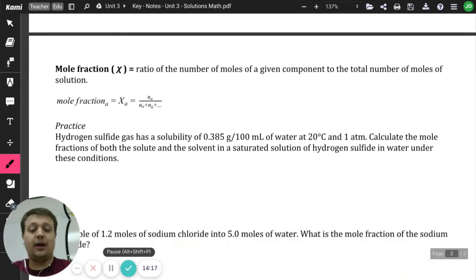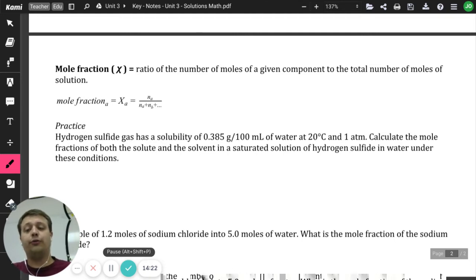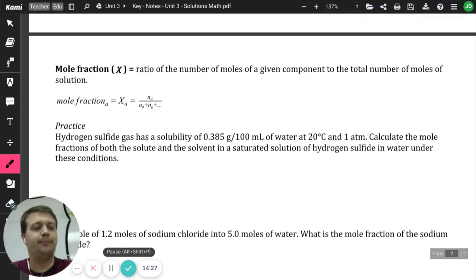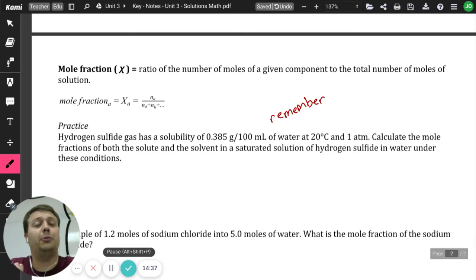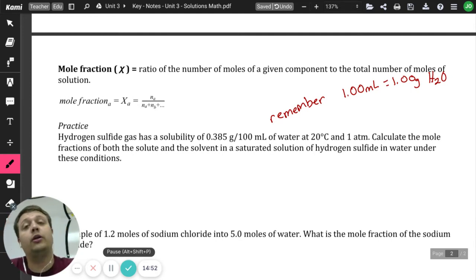Next thing we need to talk about is a mole fraction. Now, a mole fraction is the ratio of moles of a given component to the total amount of moles in that solution. Now, one thing that I will say is that you need to remember that 1.00 milliliters of water is equal to 1 gram of water. Okay, so keep that in mind when you're working these problems. 1 milliliter equals 1 gram of water.